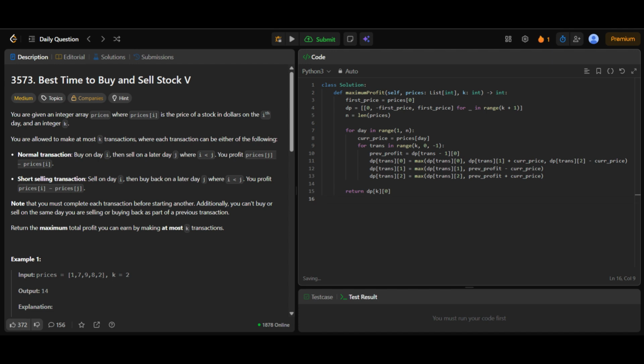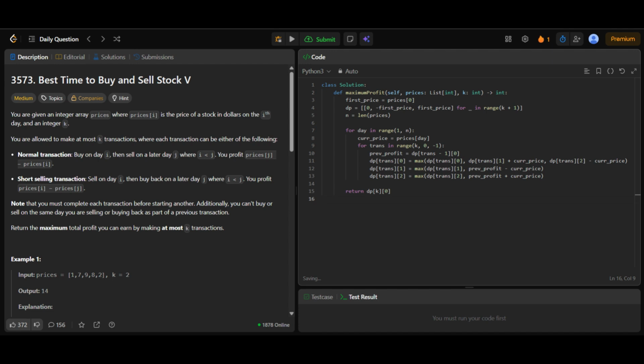State 1, holding a bought stock. We can only reach this state by buying today. That means we must come from a completed transaction count 1 less than the current one. So we subtract today's price from the previous no position profit. State 2, holding a short position. Similarly, we enter a short position by selling today. Again, this must come from 1 less completed transaction. So we add today's price to the previous no position profit.